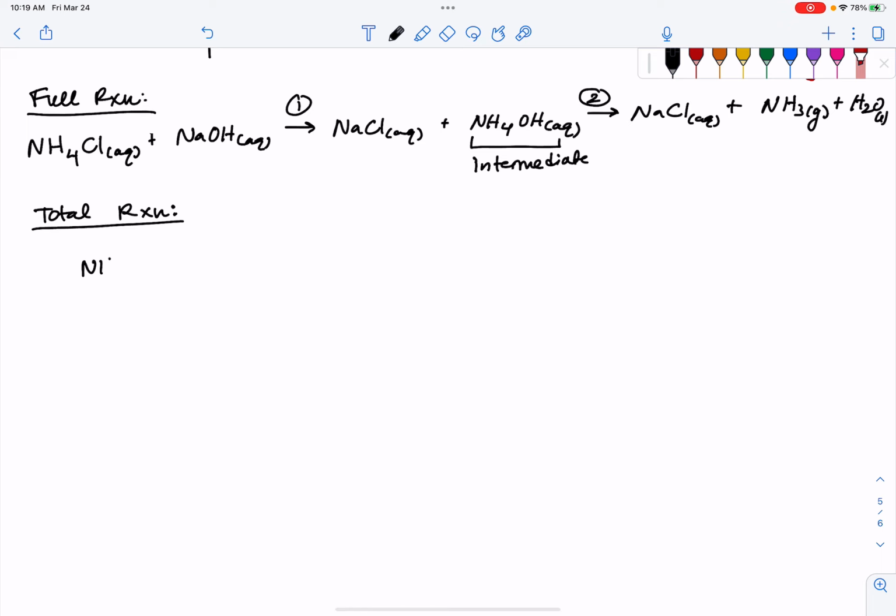This would be my ammonium chloride reacting with sodium hydroxide to create just our total final products, which was our sodium chloride, and then the decomposition products of ammonium hydroxide, which was ammonia gas and liquid water.